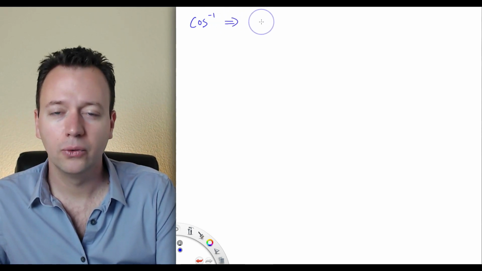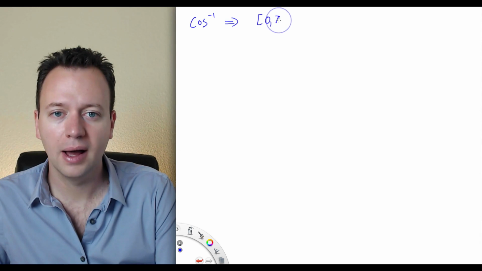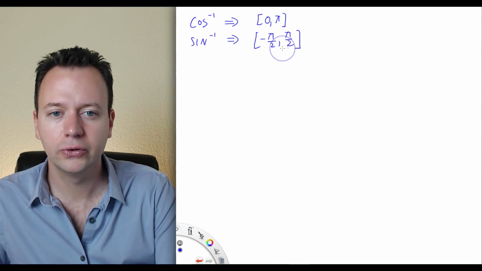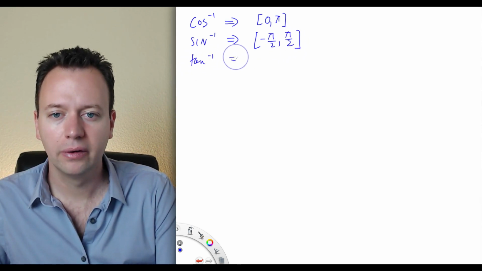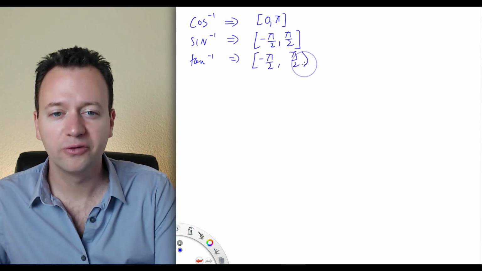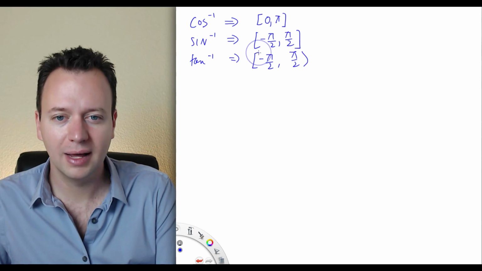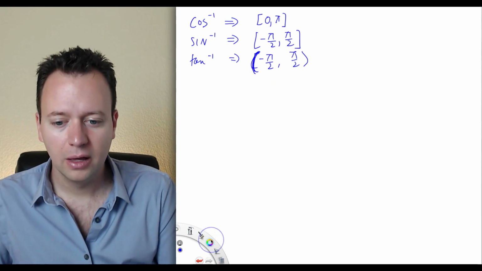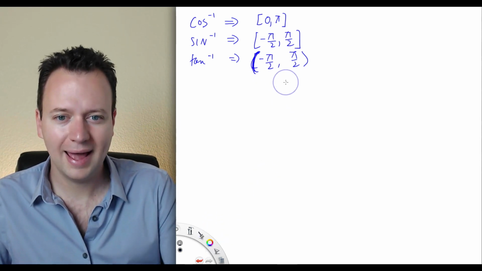So we said that cosine inverse returns a value on 0 to pi. Sine inverse will return a value on minus pi over 2 to pi over 2, and then tan inverse also minus pi over 2, pi over 2. Of course, by inverse, I mean the inverse function. And actually, let's make these round, because tangent is not defined at pi over 2 or minus pi over 2. So to see why this is true, let's take a look at the graph.